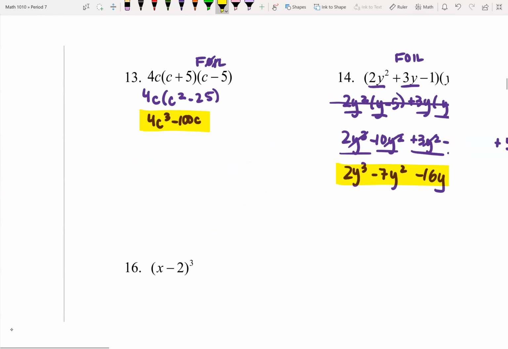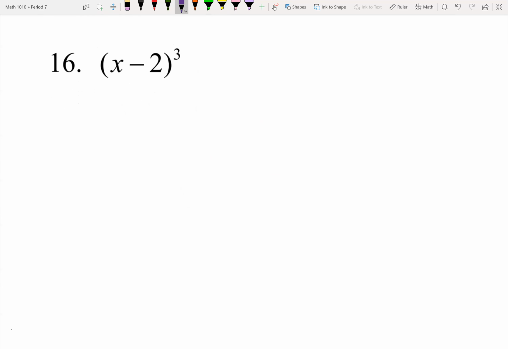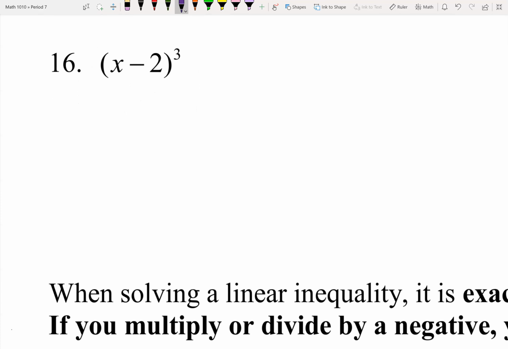Okay, number 16, and then we're going to change our focus. Look at number 16. The answer is not x to the second minus 8. It is also not x to the third minus 8. It is also not x to the third plus 8. What do I do? First step, tell me. Write it 3 times, yes. So everybody go x minus 2 times x minus 2 times x minus 2.